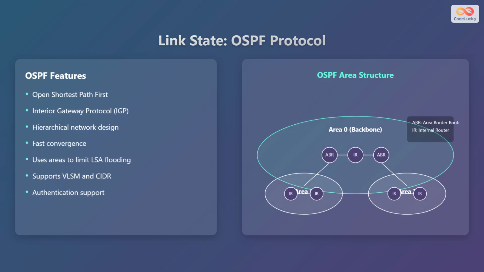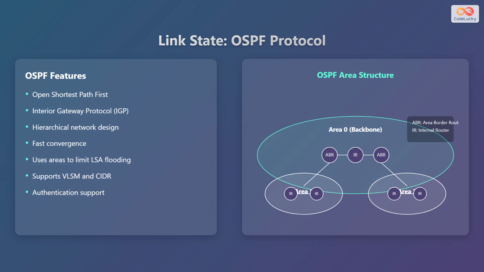Let's focus on OSPF, which stands for Open Shortest Path First. OSPF is an Interior Gateway Protocol, or IGP. It's designed for hierarchical network design, allowing for fast convergence. One of its key features is the use of areas. These areas limit link state advertisement, or LSA, flooding, which helps maintain network stability. OSPF also supports variable length subnet masking, or VLSM, and classless inter-domain routing, or CIDR. Plus, it offers authentication support, enhancing network security.